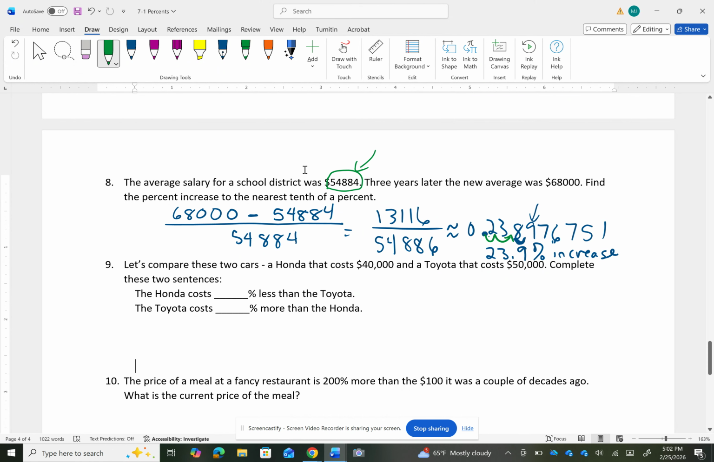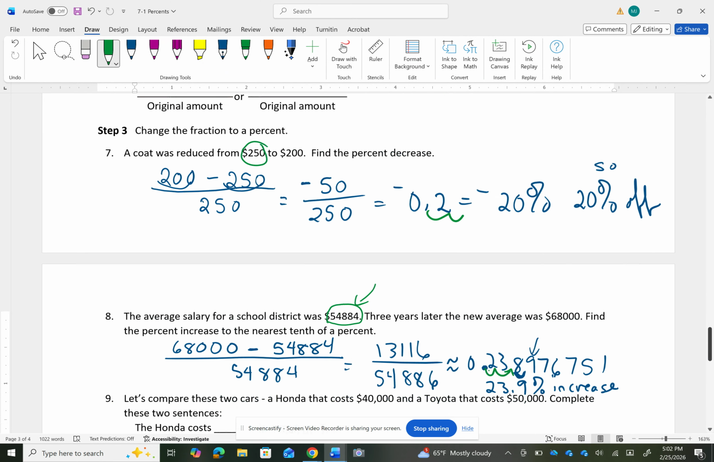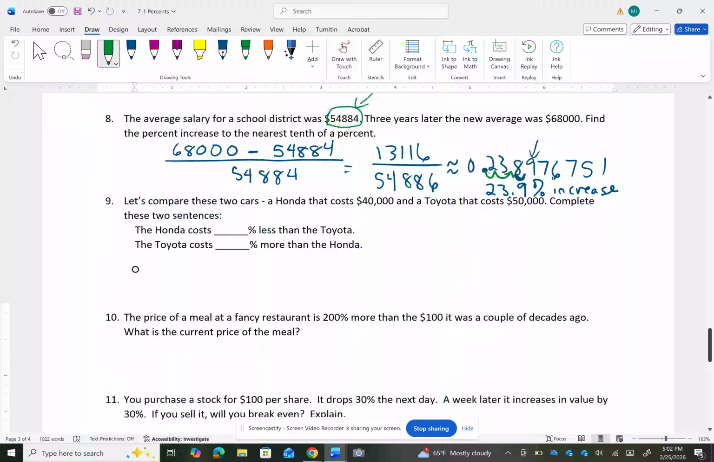And the same with this one. When I talk about something having a percent decrease of 20%, a 20% decrease or 20% off, that means if I did 20% of the original amount and then subtracted it, I would be at 200. So it really matters what reference value you use.